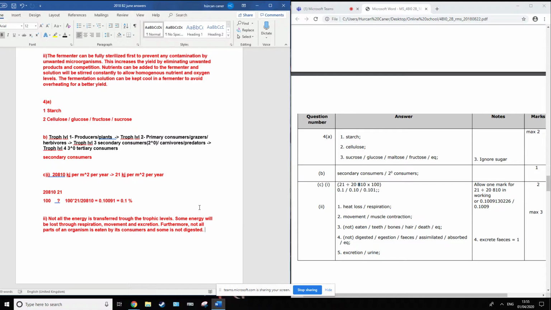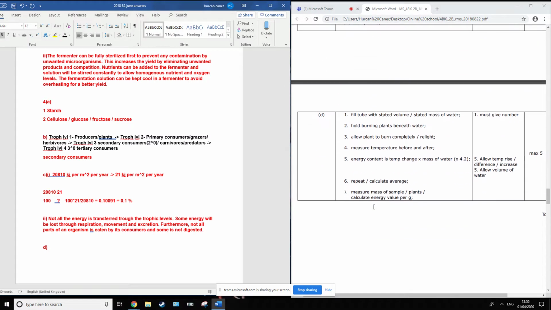So part D. A student uses this apparatus to find the energy content of the plants. Basically you're burning a sample to see how much energy is released. You have a needle, a thermometer, a boiling tube, a Bunsen burner, and a plant sample. Explain how the student could use this apparatus to find the energy content of the plants.